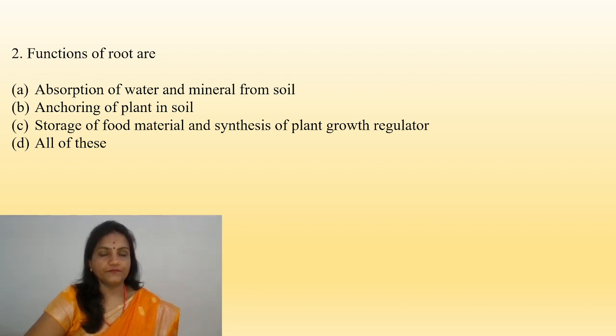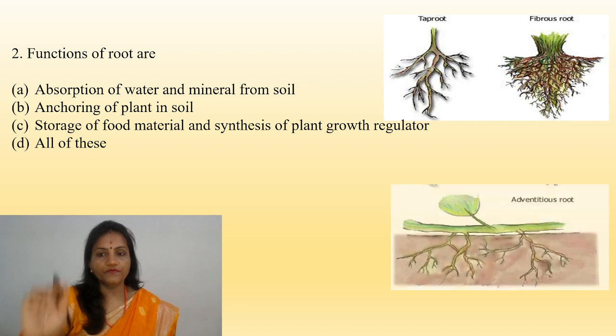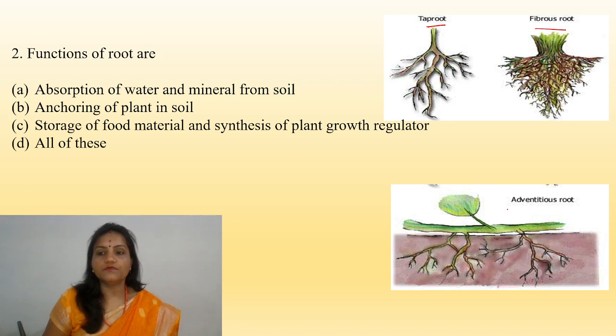Functions of root are. What are the functions of a root? Well, we have classified root into taproot system, fibrous root system, as well as adventitious root system. The direct elongation of the radicle gives rise to a primary root, which further gives rise to the lateral roots. This kind of root is called the taproot system. Here, the primary root is short-lived in some plants, which is later replaced by a tuft of roots, which we call fibrous roots. And the roots that are formed by any part of the plant except the radicle are called adventitious roots.